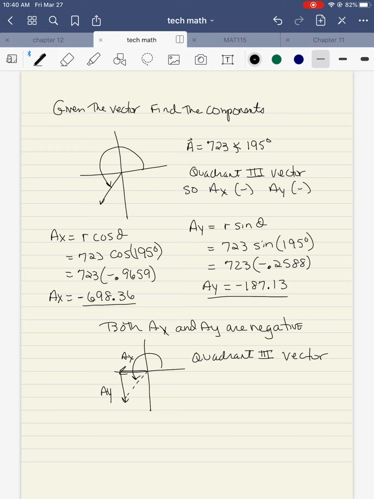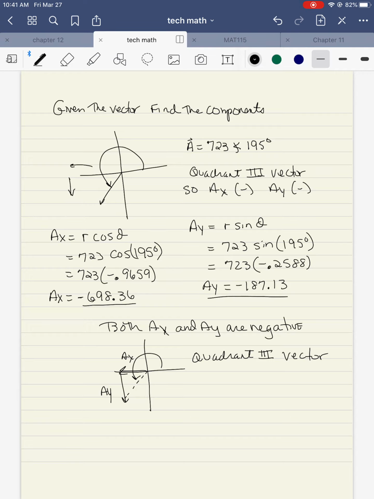Let's try quadrant 3. Given the vector, find the components. This time the magnitude is 723. The angle is at 195 degrees. This is not drawn to scale, but it puts me in quadrant 3. A quadrant 3 vector has a negative AX and a negative AY. So that's what I should be calculating. AX is R cosine theta. Again, same exact formula. So 723 cosine 195. Cosine of 195 is negative 0.9659. Multiply that by 723. I calculate AX to be equal to negative 698.36.